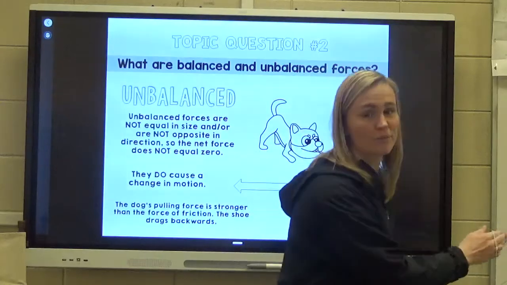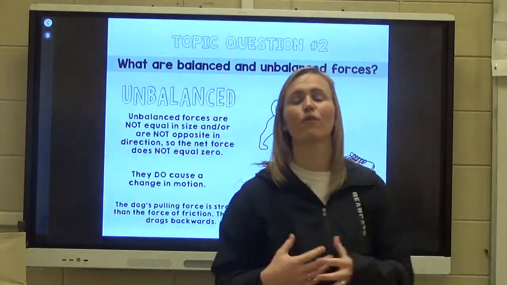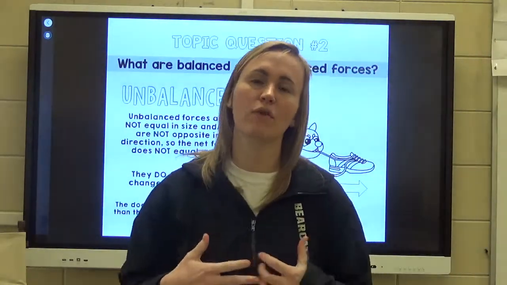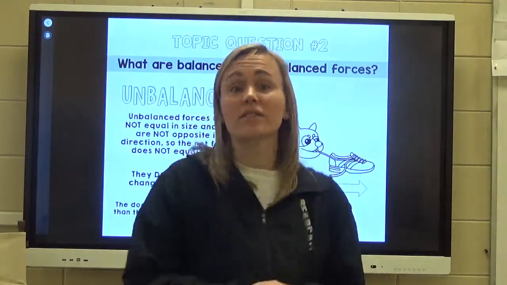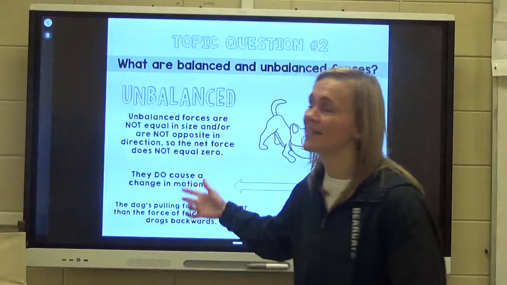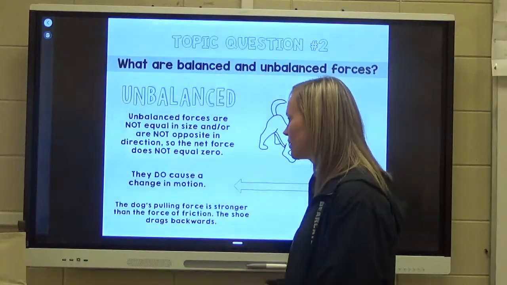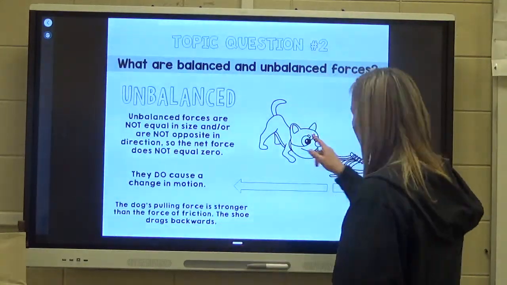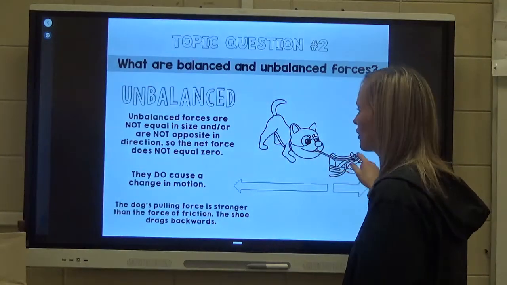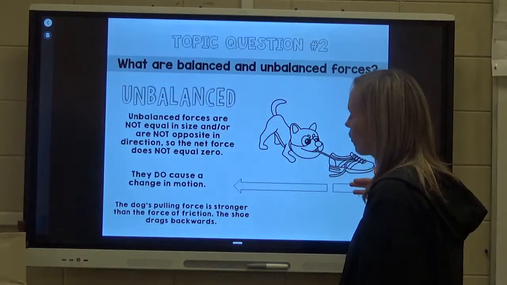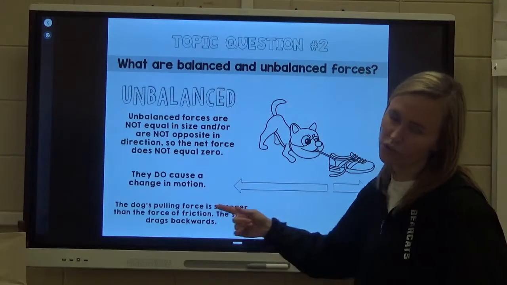Now we see that the object is a chair, so as long as the force that I apply is greater than the force that the chair applies by having gravity on it, then that chair is going to move in some direction. So we say again that is an unbalanced force. Again, the dog is stronger than the force of friction or the weight of that shoe, so it's going to end up pulling the shoe backwards.